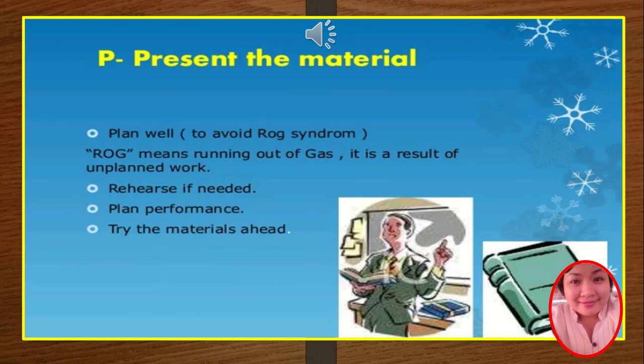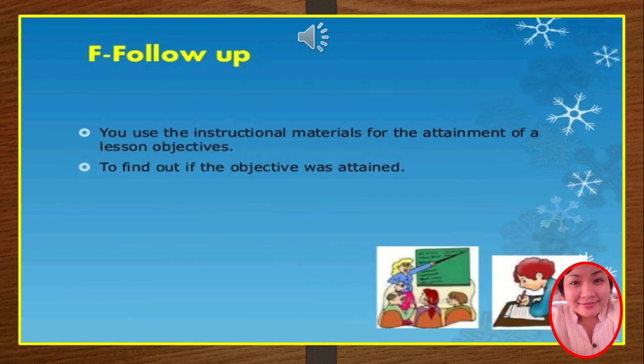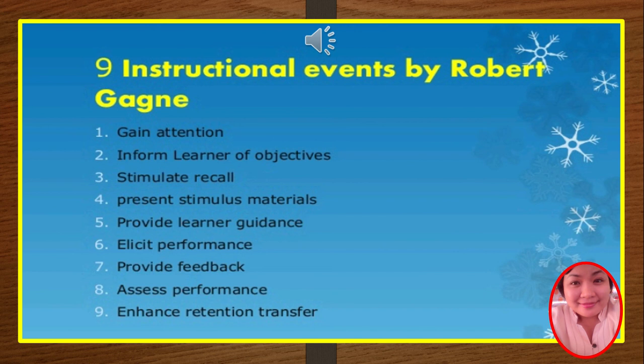Present the material. Plan well to avoid ROG syndrome. ROG means running out of gas. It is the result of unplanned work. Rehearse if needed. Plan your performance. Try the materials ahead. Follow up. You use the instructional materials for the attainment of the lesson objectives, to find out if the objectives were attained.